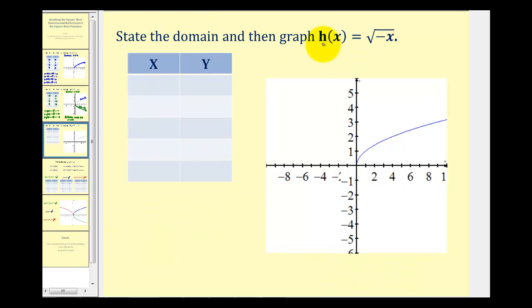Now let's consider the function h of x equals square root of negative x. So now notice the negative is underneath the square root. Well, this is going to affect the domain. In this case, negative x must be greater than or equal to 0.